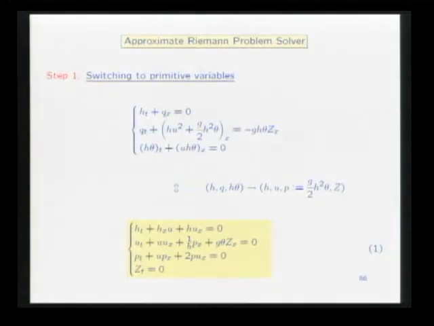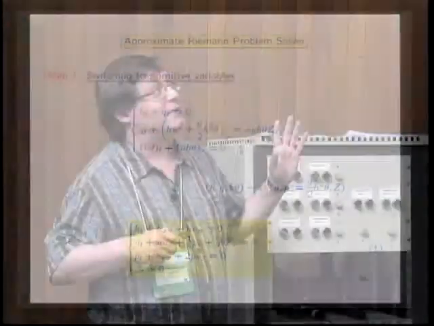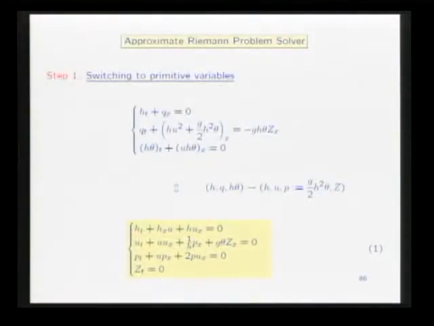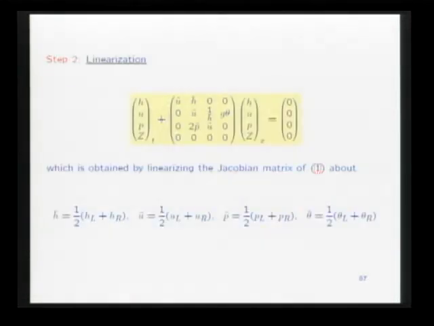We solve it approximately. First, we switch to primitive variables, and we add the equation for z, the bottom surface, the bottom topography. Then we introduce the linearization about very simple average states. We don't need any rho averages or anything like this. But still, this is a linear system. It does not have a complete eigenstructure, so we cannot solve it.